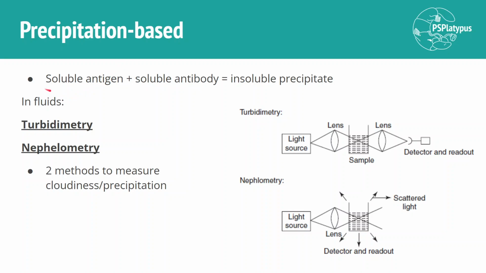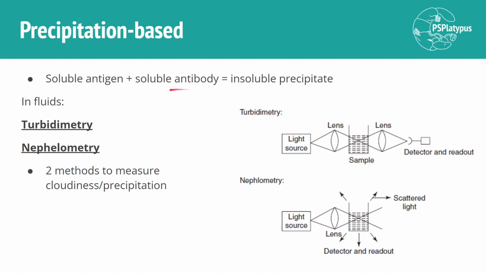we can get a soluble antigen. If you get a soluble antigen and a soluble antibody, it forms an insoluble precipitate. So we can measure the amount of soluble antigen in a sample by combining it with the necessary amount of soluble antibody. And if we measure the precipitate, that gives us an idea of how much of the antigen was there.